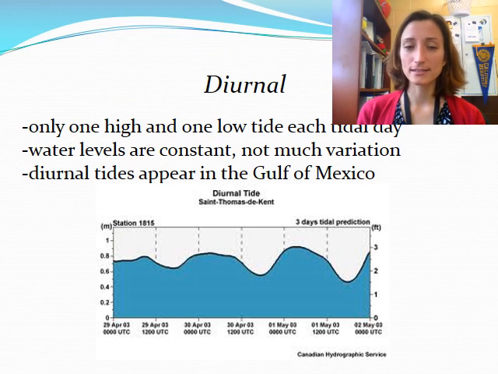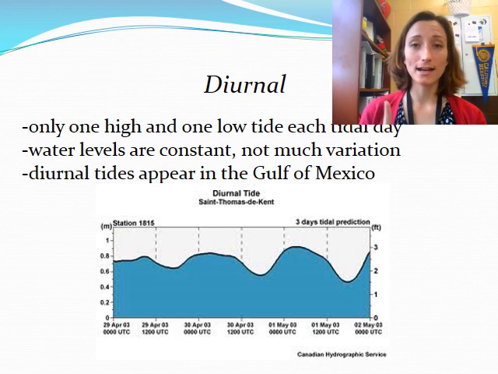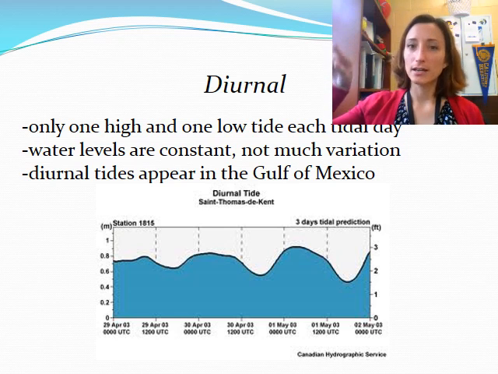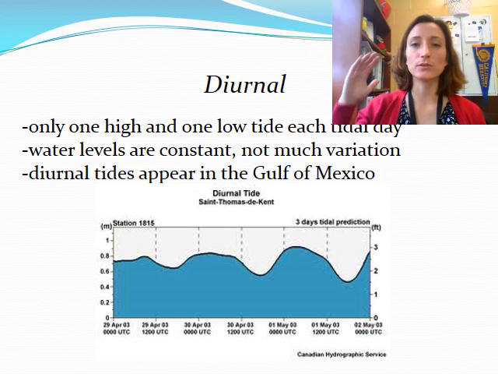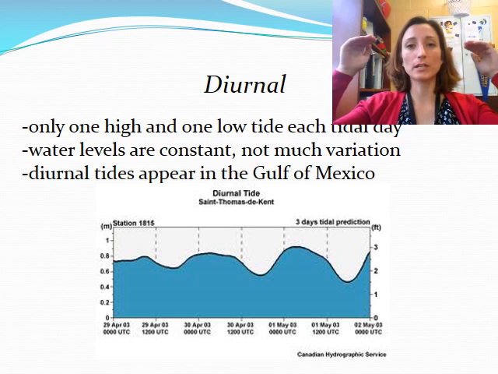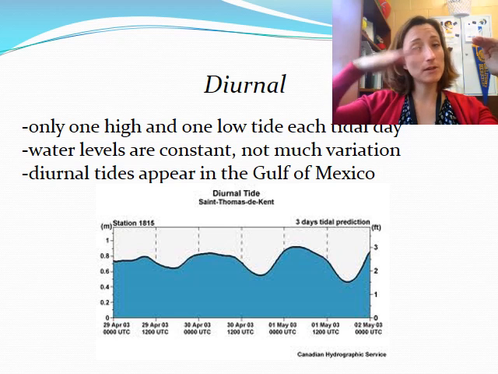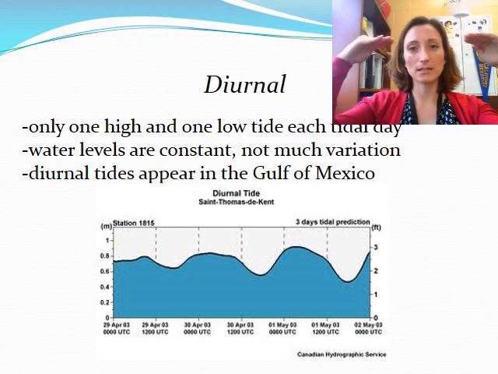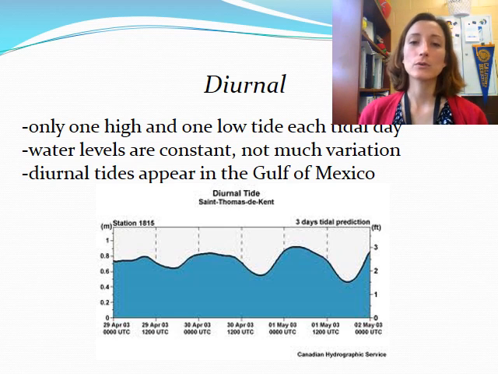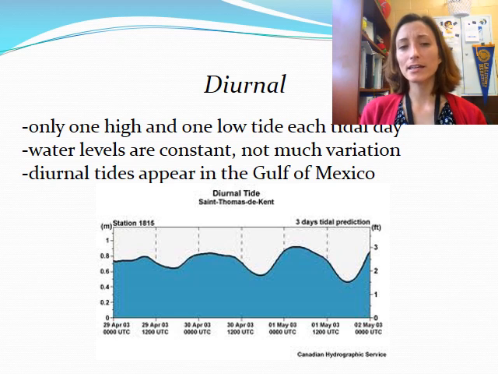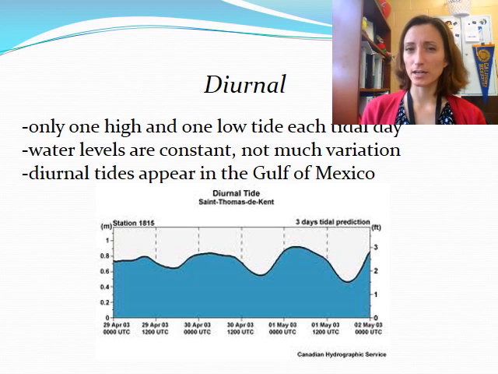So diurnal tides refer to only having one high tide and one low tide during each tidal day. And again, a tidal day is not referring to the numbers on a clock. It's really referring to the time that it takes to get from one high tide to another equally sized high tide. There could be some other higher tides in between, but it has to be at equal wavelengths. So diurnal is when you get one high and one low during each tidal day. And again, the water levels don't have much variation, so there are no huge fluctuations between high and low tide. The water levels are relatively constant and a little more gentle.